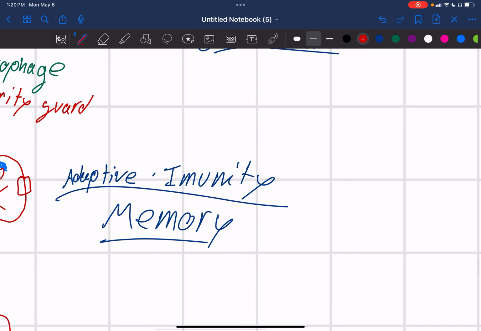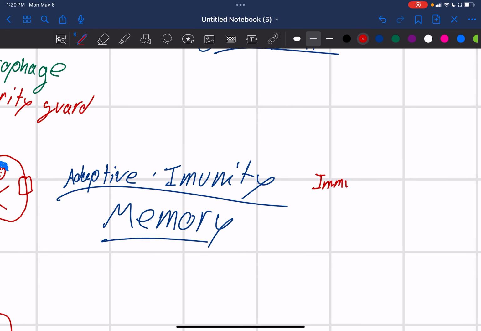I'm just going to write it here so you can see. Immunologic memory. Yeah, sorry.